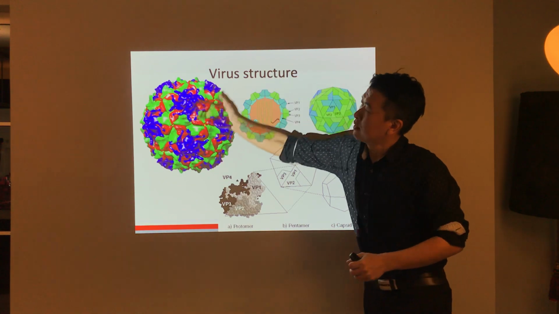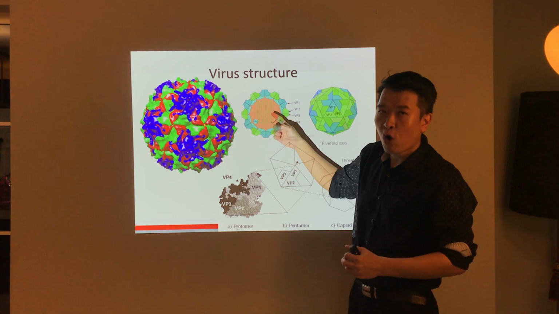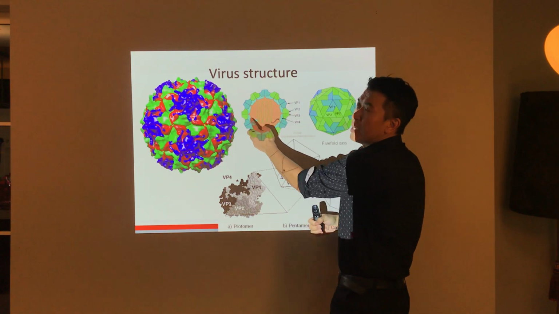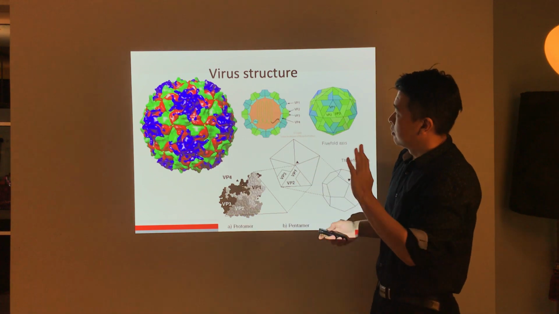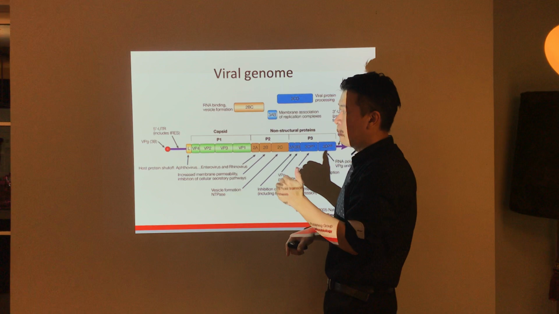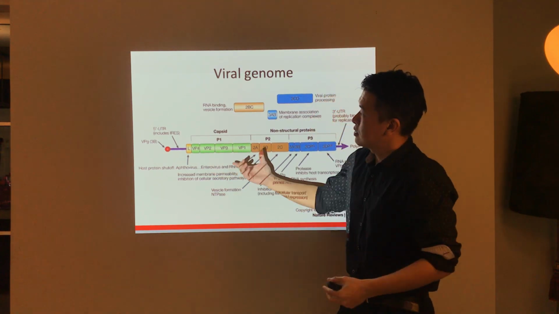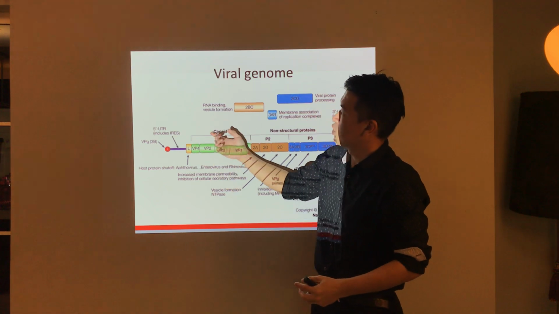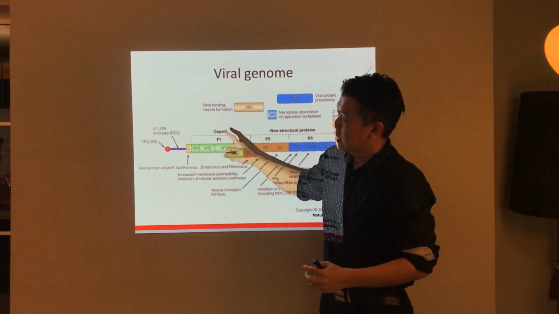So when we cut the virus in half, what you can see inside the core of the virus is where the genome of the virus lies. So let's look in detail at how the genome looks. Now, just now we mentioned VP1, VP2, VP3, and VP4. This is actually the part of the genome of the virus that codes for the capsid.